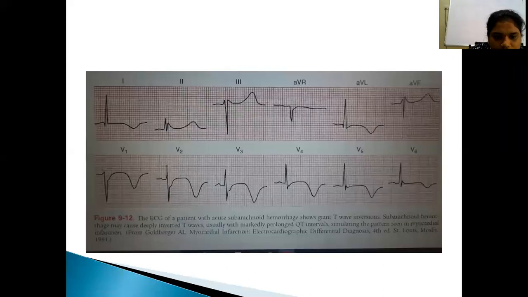So here we see the giant T wave inversions, this is an ECG of a subarachnoid hemorrhage patient. Deeply inverted T waves with marked prolongation of the QT interval. See, we are able to see the marked prolongation of the QT interval and the deep T waves. So this is an ECG of a subarachnoid hemorrhage patient.